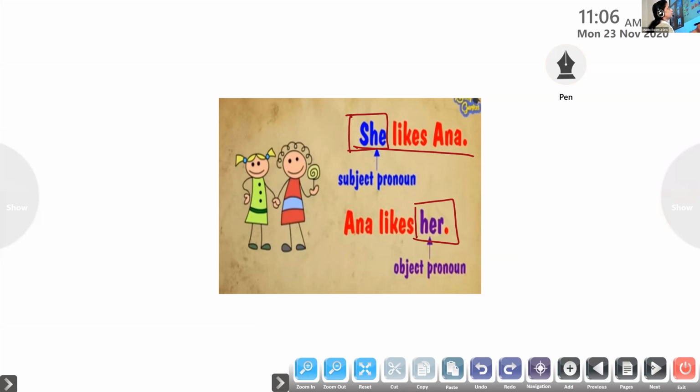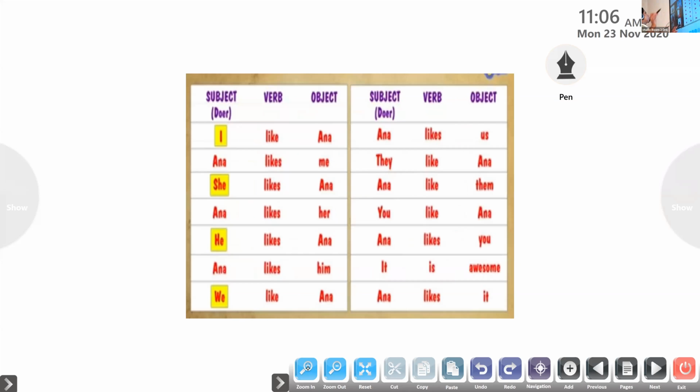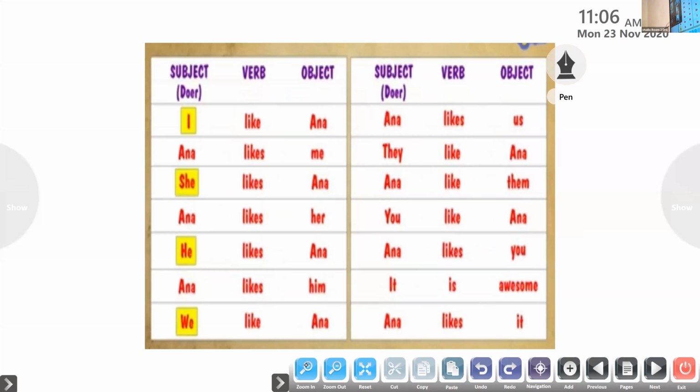Now, let's move on to the table. All of you, I want all of you to learn this table well. Emmanuel, please look at the table very carefully. All of you, please look at the table very, very carefully. So as I've already said, the subject is the doer of the action, the object is the receiver of the action. There are two forms: the subject pronoun and the object pronoun. The subject pronoun usually comes first and the object pronoun usually comes after the verb.